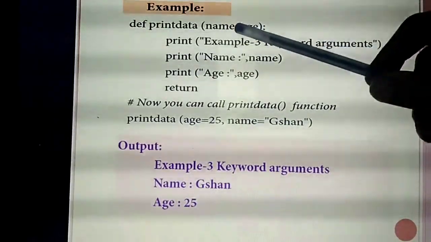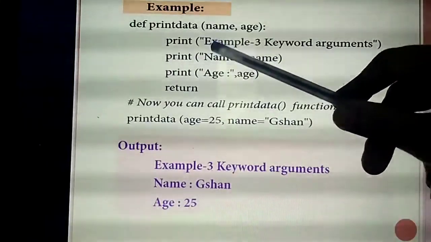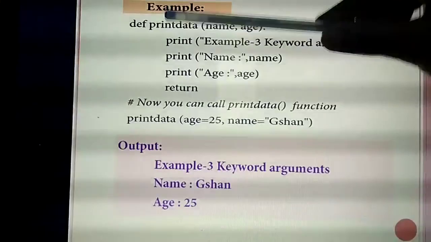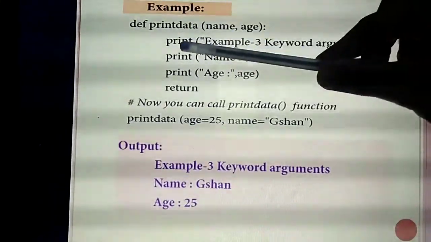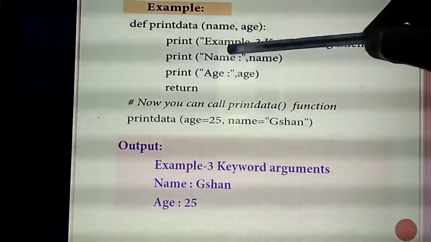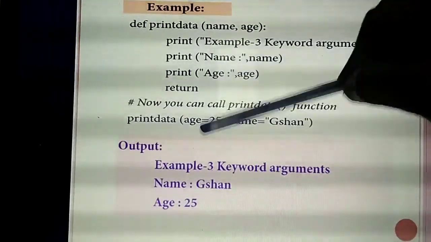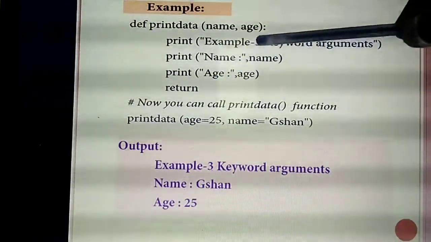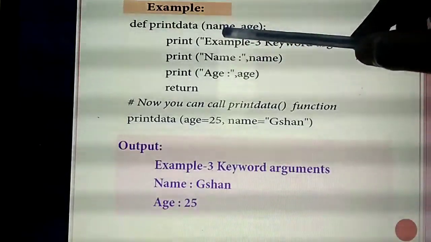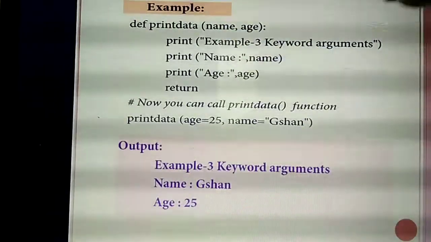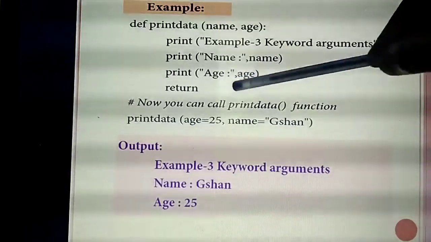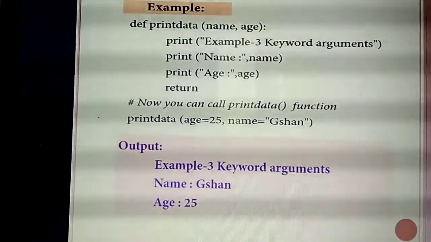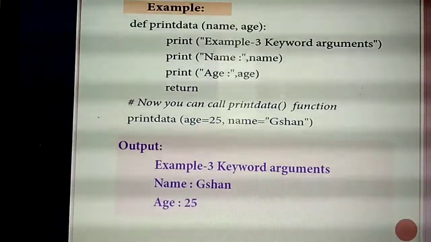Okay, so inside this you are giving print statements. Example 3 keyword arguments. Then how many lines do you need to print? Whatever you give in the print statement, you will get as it is in the output, isn't it? So you print name. For name, which argument do you need to call? This name argument. Next, print age. For age, which argument do you need to call? This age. Okay, so you call the function and call the parameters.